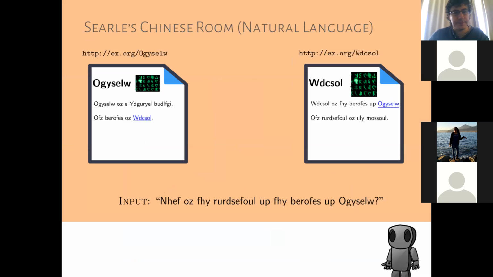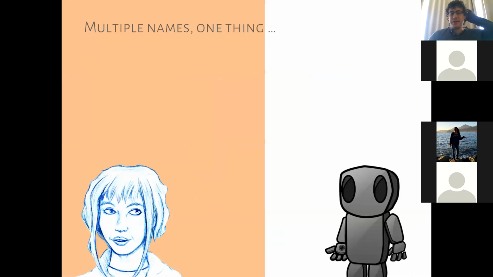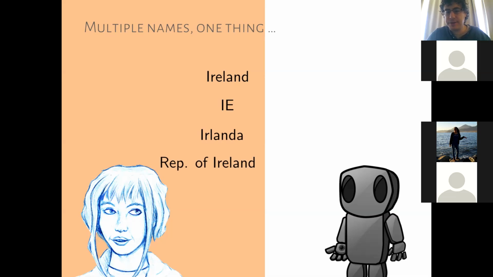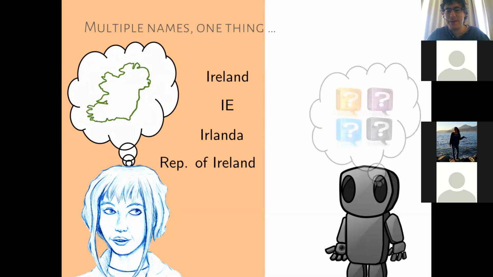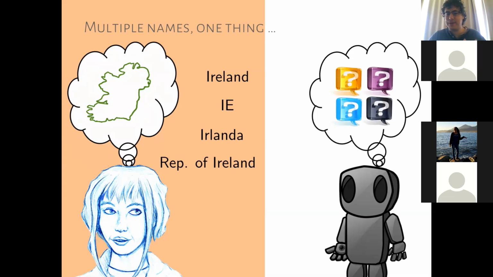Okay. So why is it difficult for machines to understand natural language? There's multiple reasons. So first problem, we have multiple names for one thing. So we could talk about Ireland, i.e. Irlanda, Republic of Ireland, and so forth. So we understand that these are all maybe talking about the same country, more or less. But the machine might see 4 different names and might think, oh, these are 4 different things.